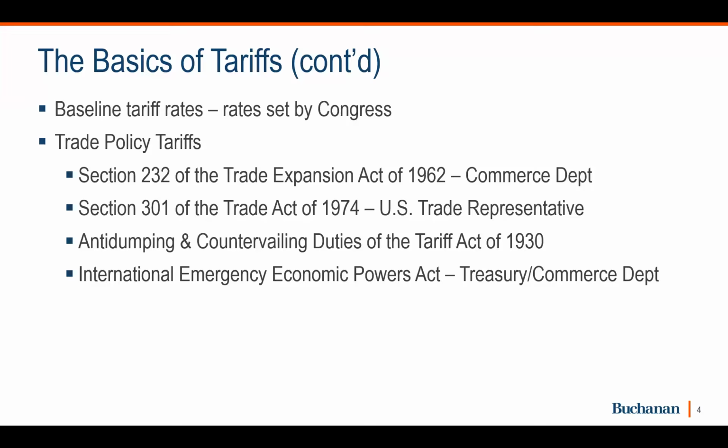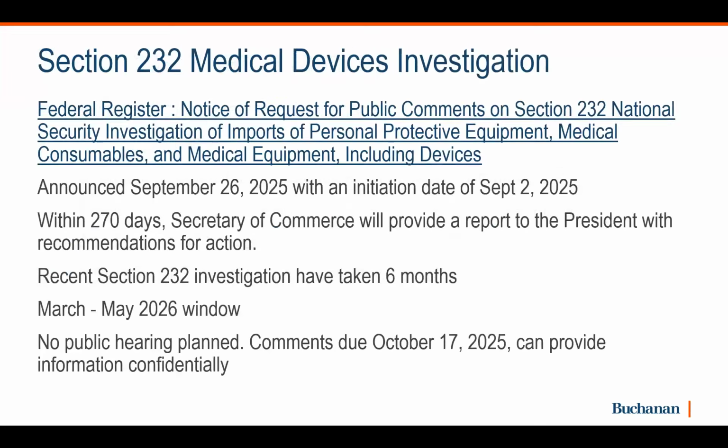So last week, there was a new investigation announced into medical devices, personal protective equipment, medical consumables, and other medical equipment. It was announced September 26th, with an initiation date of September 2nd.